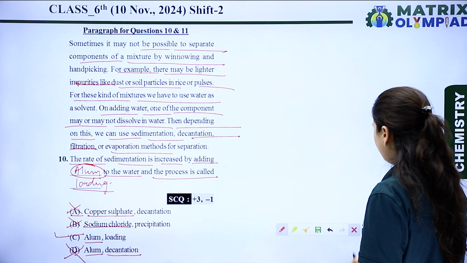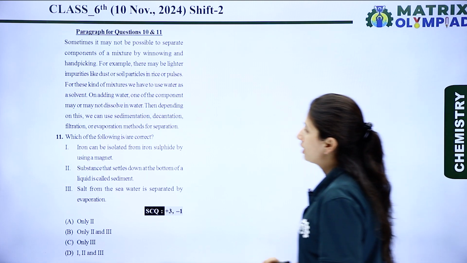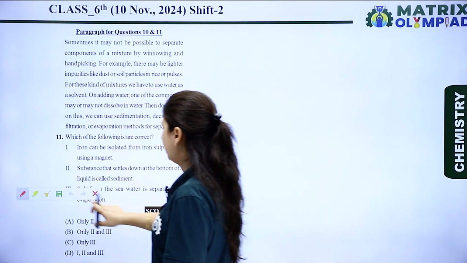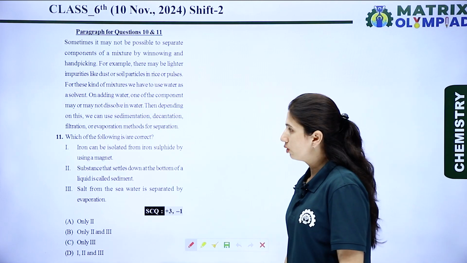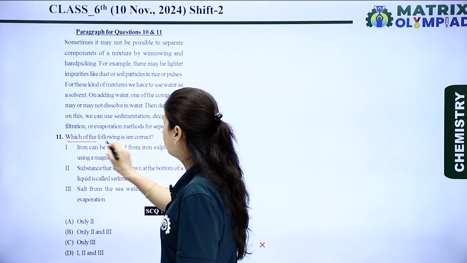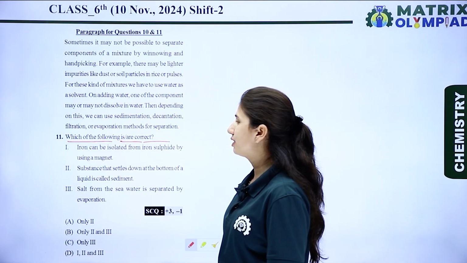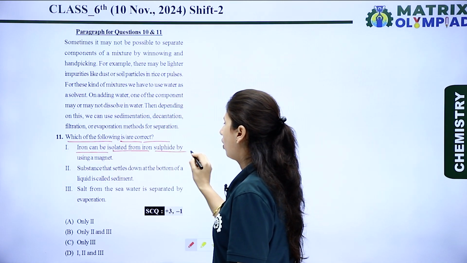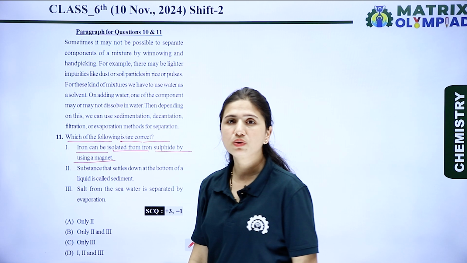Now let's see the next question. In the next question, the paragraph is the same, but the question is different. The question is, which of the following is or are correct statement? Now let's see the first statement. Iron can be isolated from iron sulfide by using a magnet.